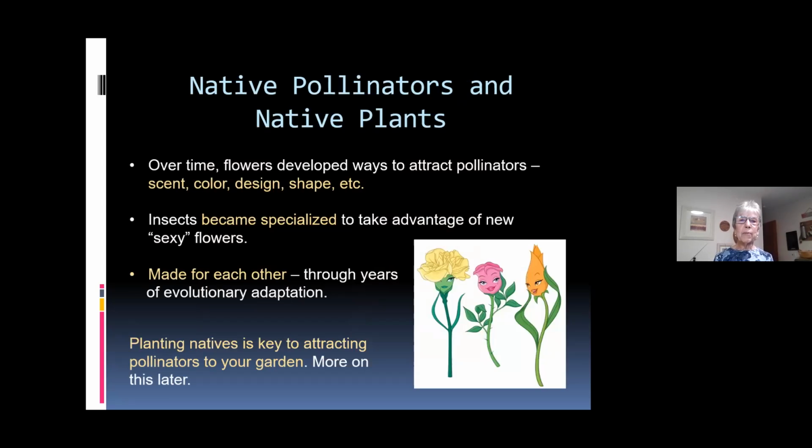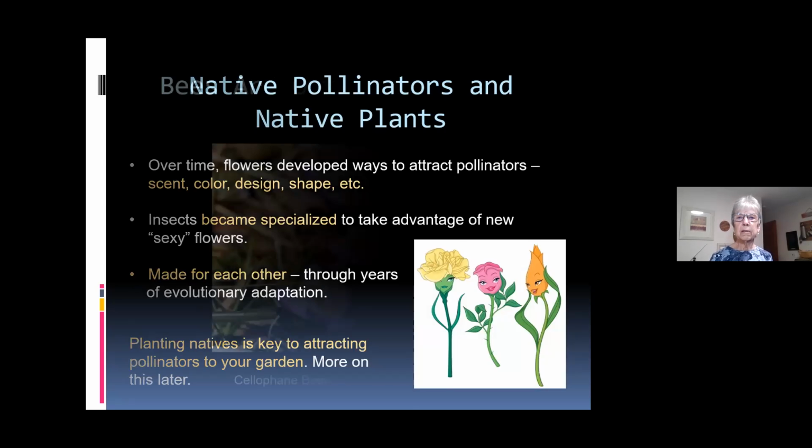So how this all came about over time, if you think back of flowers, I don't know, eons ago, I guess they realized they needed to attract pollinators. So they developed certain ways to lure those pollinators in, and maybe it was scent or color or design or shape. And the insects finally realized that these new flowers were out there, and that there were attractants there that they would be interested in. So basically, your native plants and your native pollinators were made for each other through years of evolutionary adaptation. And of course, that's why we want to use native plants in our gardens.